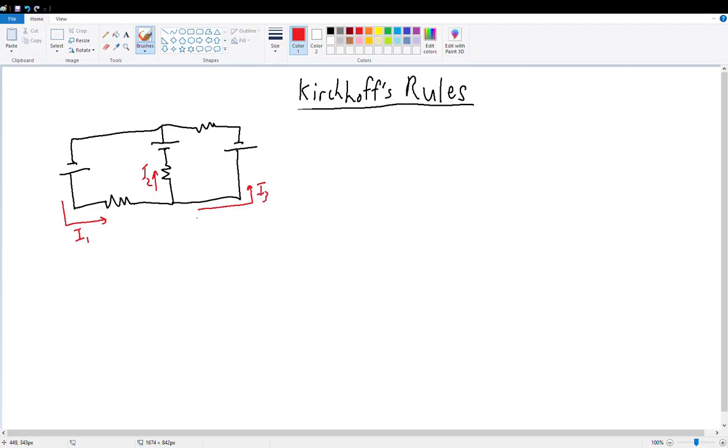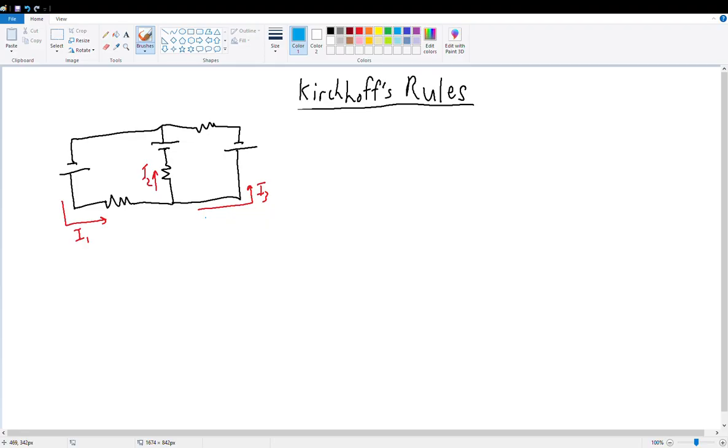So this is so far looking a lot like the last example, right? Because we have a branch and it splits off into 2 branches. We just happen to have an extra power supply thrown in here. Now that we know what currents we have, I always recommend using the current rule next.